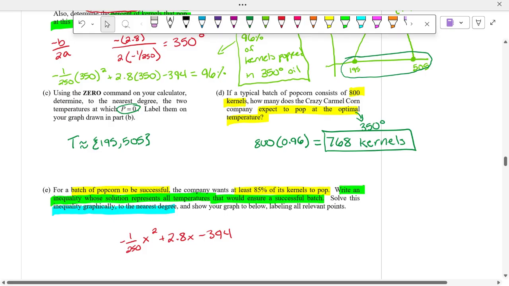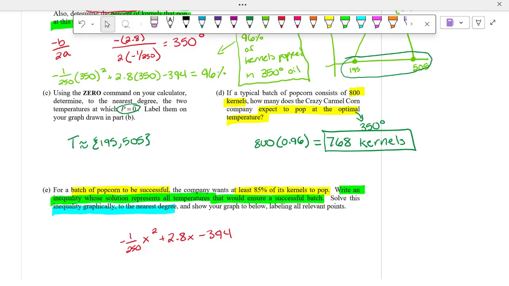If we're talking 85%, did they write it in terms of a percent, like as a decimal, or did they write it as a whole number? Whole number. So when we did it up here, when we plugged back in, we got a whole number, not 0.96. All right. So we're assuming that when they say 85%, we're actually going to set something to 85.